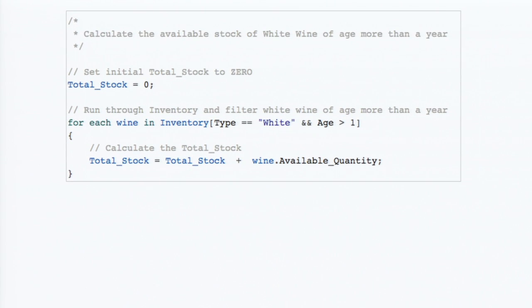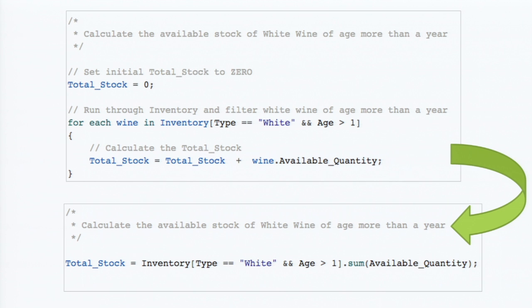For example, take the last example itself. Here it will check in the inventory whether the type of wine is white and it's aging more than 1 year, and calculate the total, right? So ultimately, we need the total count of the available stock. That's what we need. For that, we are writing a simple loop. But how to optimize this? As I told you earlier, we have a lot of built-in functions. Using those, you can avoid looping itself. This is how we can eliminate the loop.